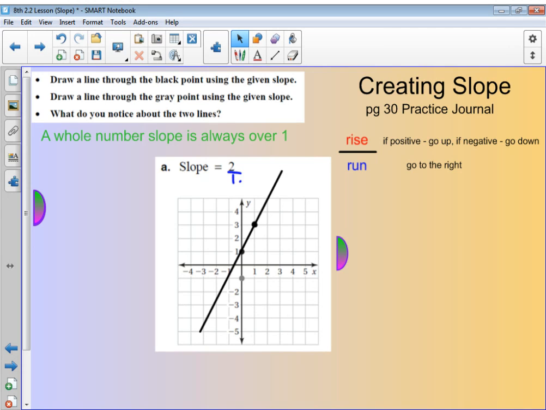Okay, so now I'm going to go ahead and do the same thing with that lighter gray. So I'm going to rise up 2, and I'm going to go to the right 1. So up 2, 1, 2, over 1 is going to put me right here. And I'm going to go ahead and, once again, connect it with a line.